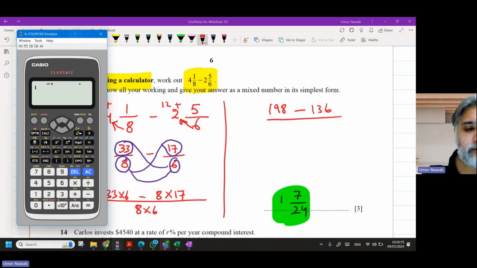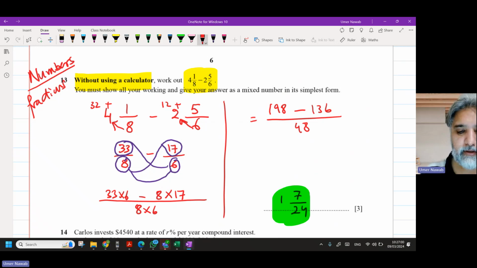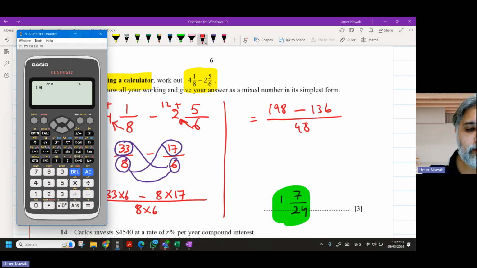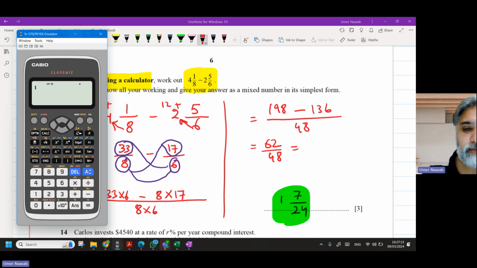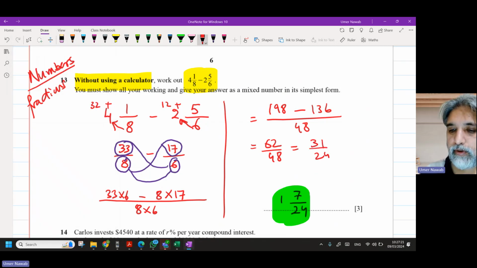And 8 times 6 gives you 48. Now subtract 198 minus 136, which gives 62 over 48. Then write it in the simplest form. 62 divided by 48 gives you 31 over 24. You remember that we divided by 2.